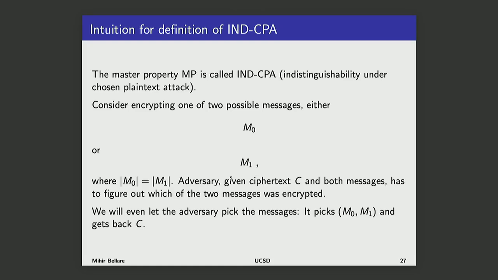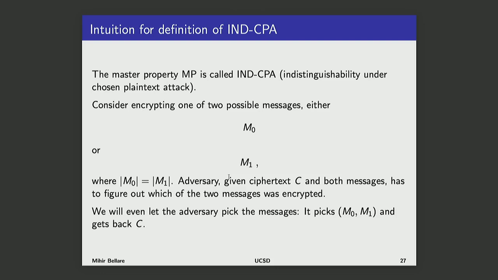What it has to help it is that you give it the ciphertext. This has been computed under a key that the adversary doesn't know, but it's provided with that encryption coming either from here or here. And then you ask it, well, which was it? Did I encrypt M0 or did I encrypt M1? And if it figures that out, you declare the scheme to be bad, and if it doesn't, you declare it to be good. So that's the basic idea.